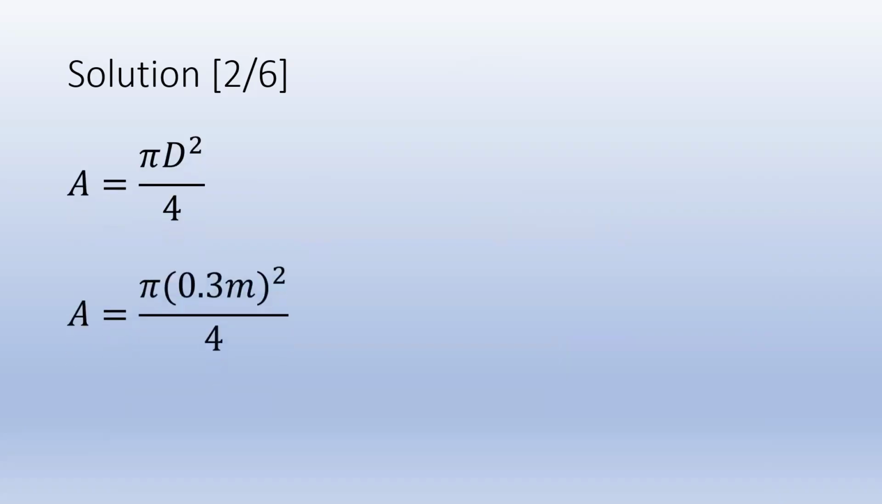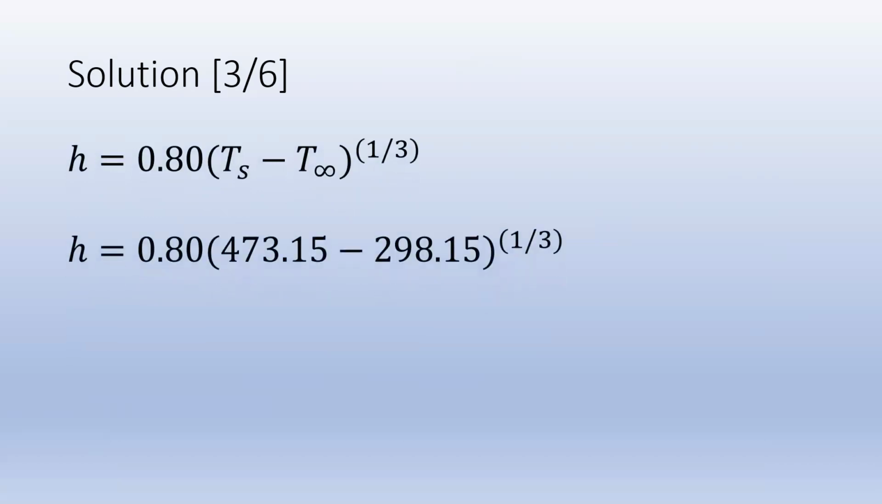We will start by solving for the area of the electrically heated plate with the formula A equals pi times D squared over 4. Then we will plug in our given values and get our area to equal 0.071 meters squared. Next, we will take the given formula for the convective heat transfer coefficient H and plug in our given values, and we will get H to equal 4.475 watts per meter squared Kelvin.